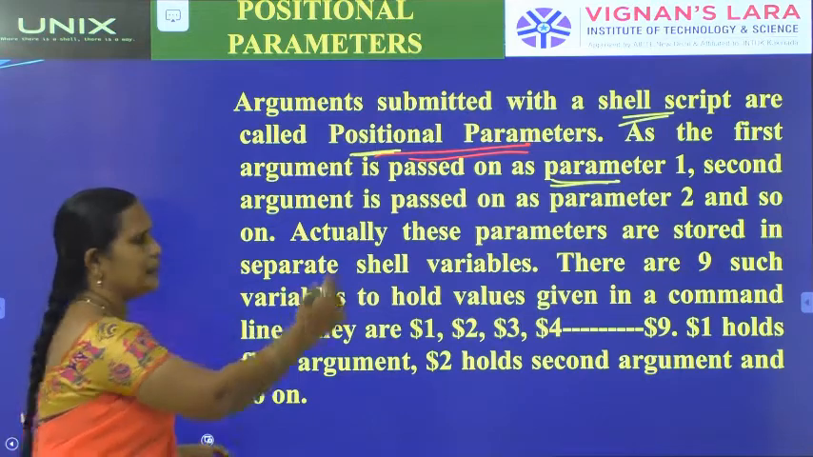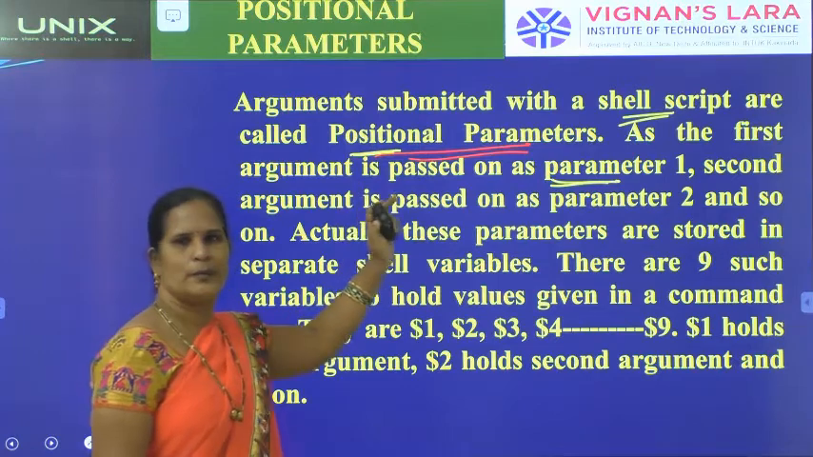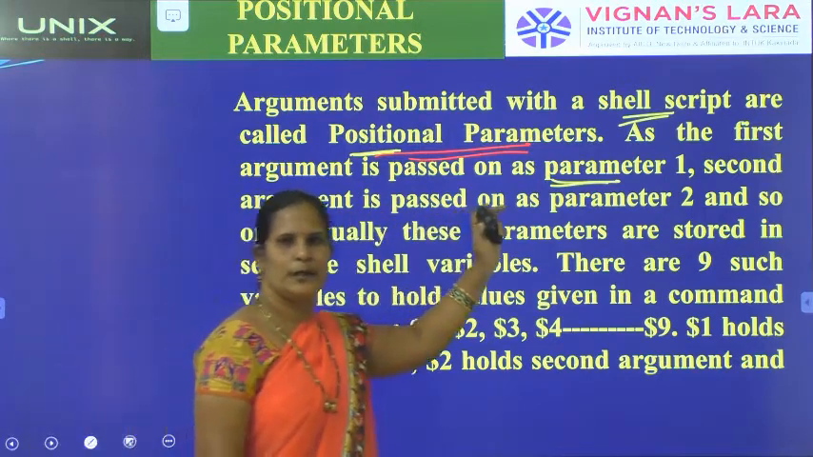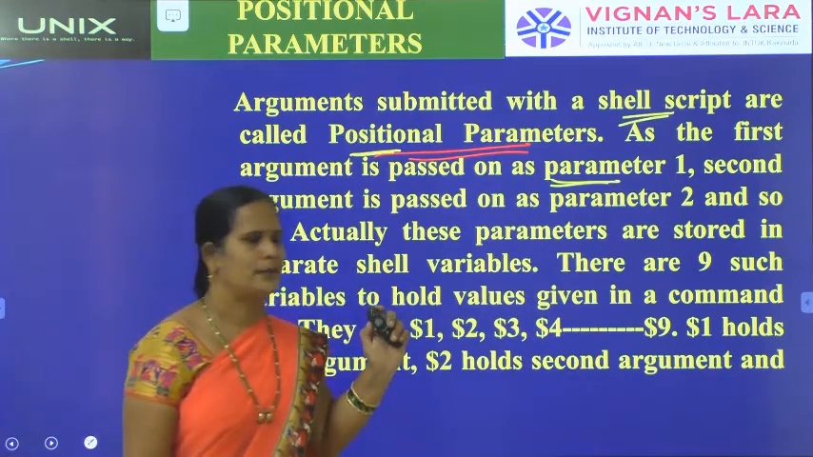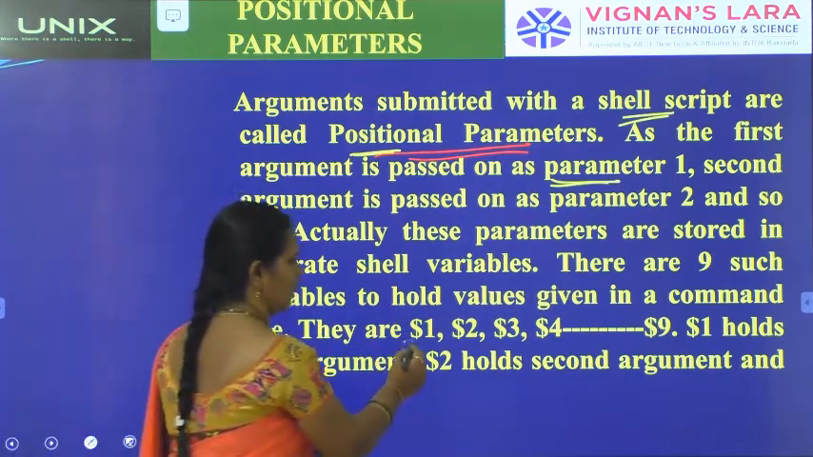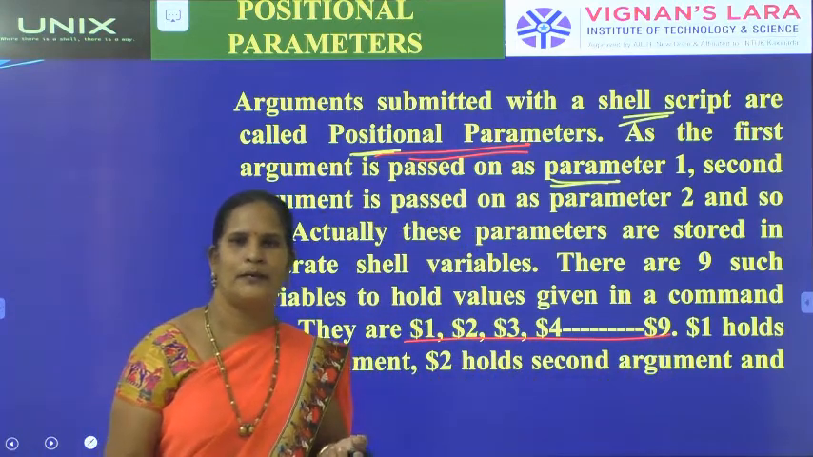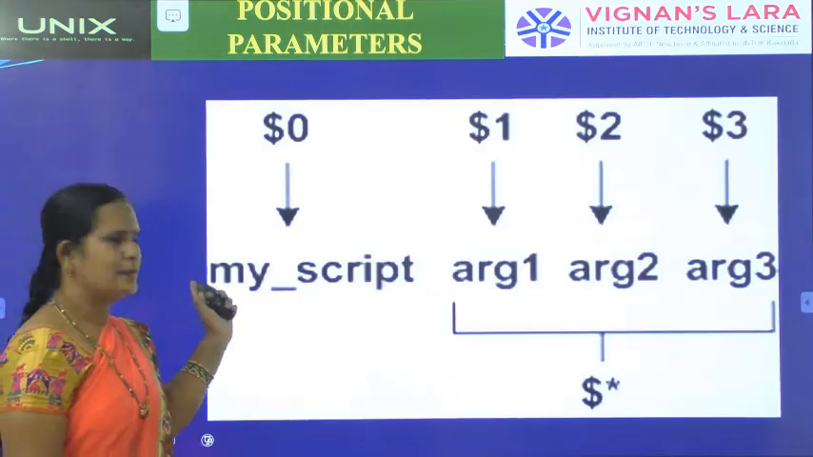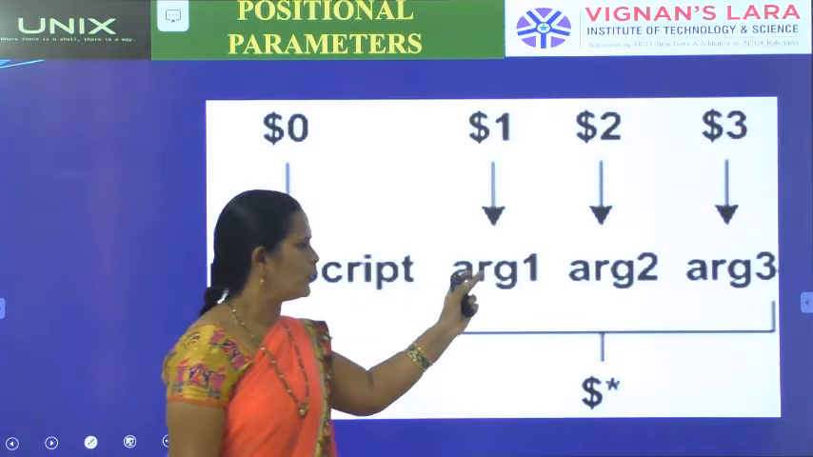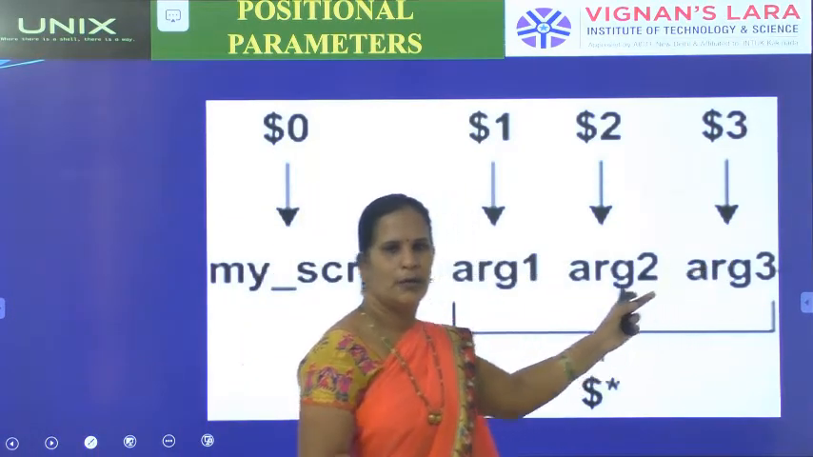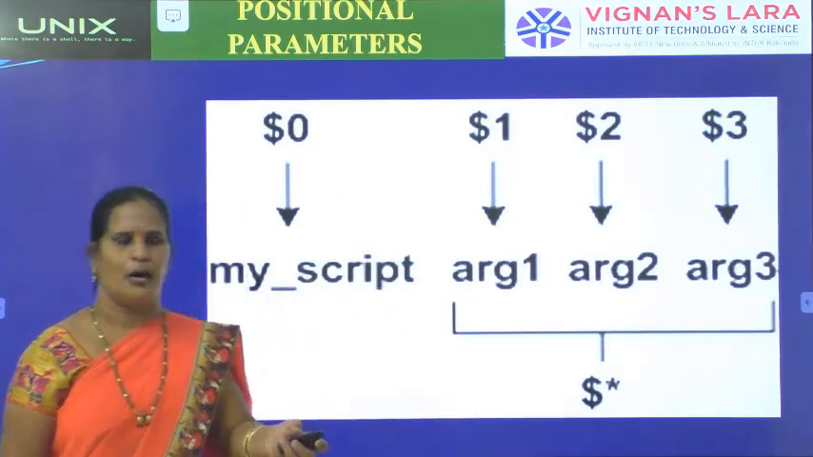The arguments submitted with a shell script are known as positional parameters. The first argument is passed as parameter 1, the second argument as parameter 2. Like this, we can submit up to 9 positional parameters. Its range is from $1 to $9, whereas $0 indicates either the file name or command name. Its syntax is sh space file name dot sh, or my script, whatever it may be, followed by argument 1, argument 2, argument 3. We have to specify these arguments just by using spaces, not the comma operator.